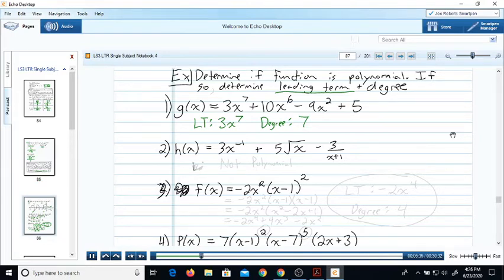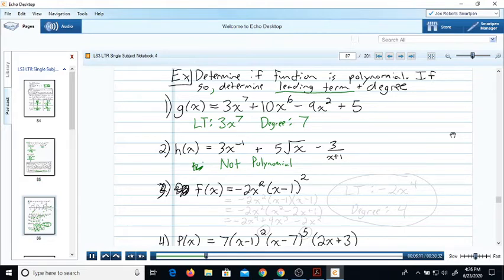So the leading term, now number 2, I should have read the directions. The directions state, determine if it is a polynomial. If so, determine the leading term and degree. Number 2 is not a polynomial. Notice we got variables in the denominator, so that means it's automatically not a polynomial. You got variables inside of a radical, that's not a polynomial. And you got variables raised to a negative exponent, which basically puts variables in the denominator, therefore not a polynomial.